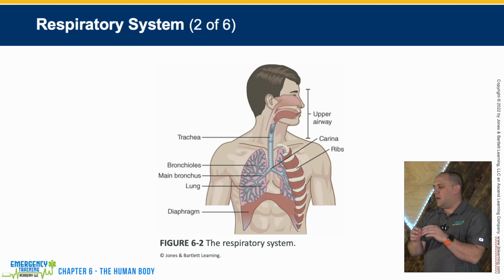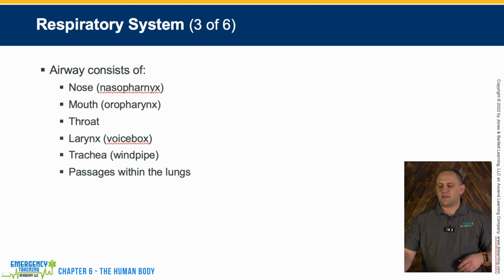So as our trachea comes down, then it branches off from the carina. The carina is that break off point where we have our left and our right bronchus that enter into our lungs from there. And it just continues down into smaller and smaller branches. And then the diaphragm is part of our respiratory system as well. Looking at this, our airway consists of our nose, nasopharynx.